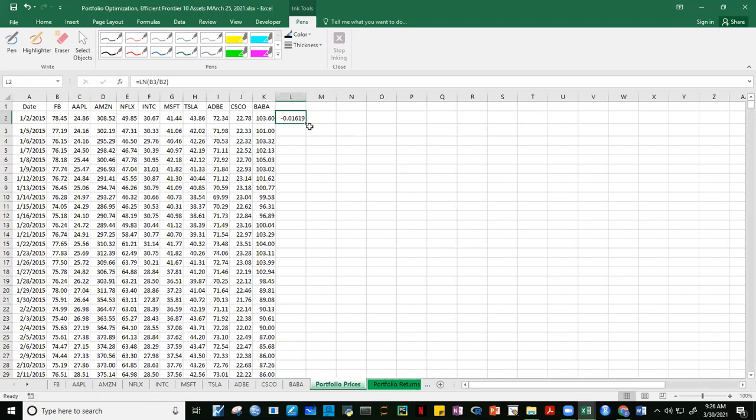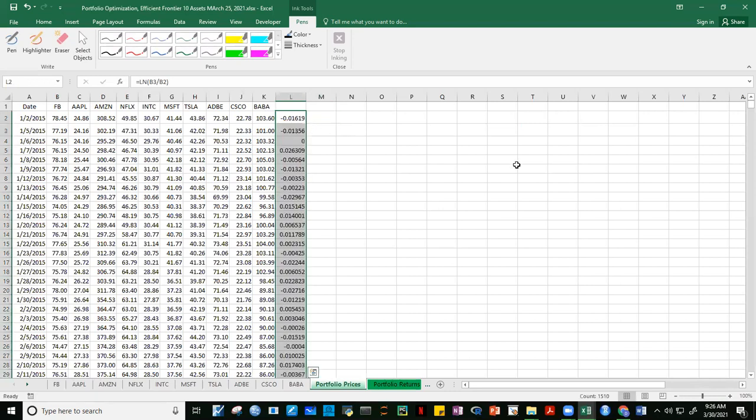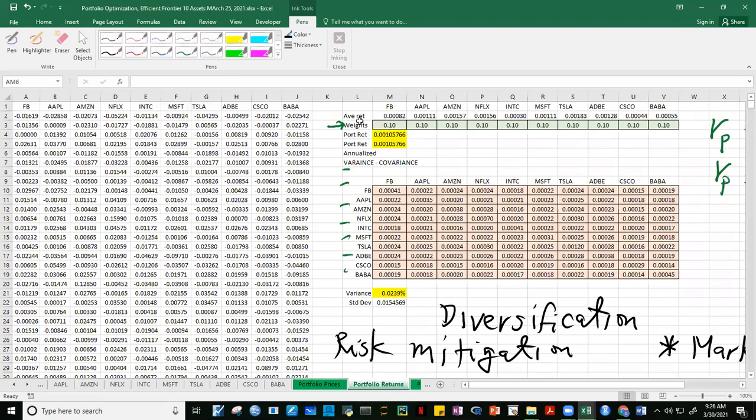Hindi kasi nakadikit. Dapat nakadikit para maklik to. Okay. So ito yung return natin, no? Negative 0.1619. If you take a look at this, negative 0.1619. Ito yun, no? Ito. So we were working on this given the returns of Facebook, Apple, okay?